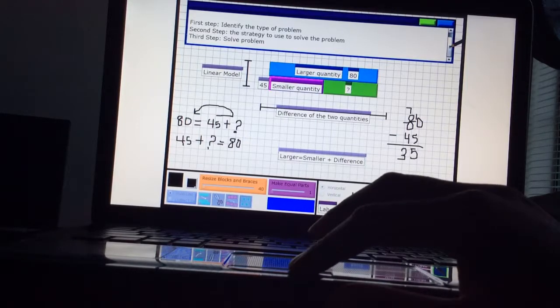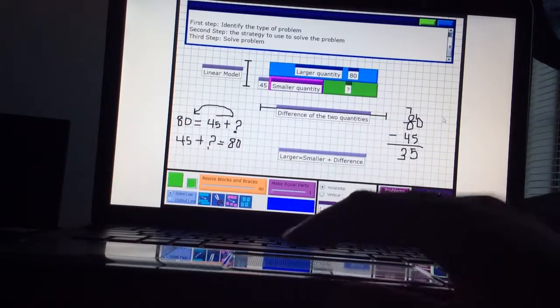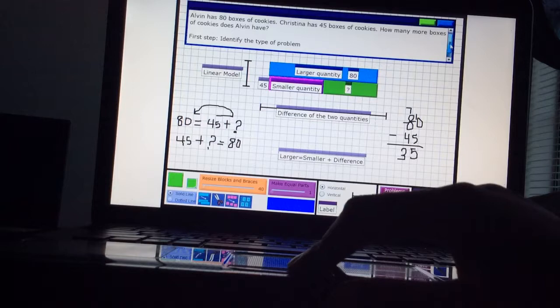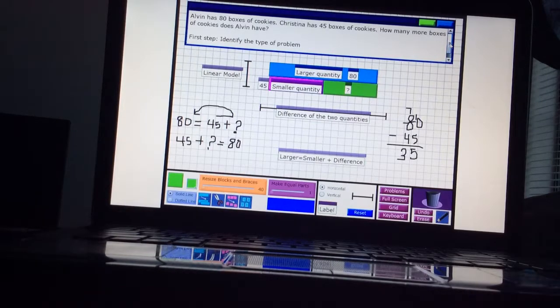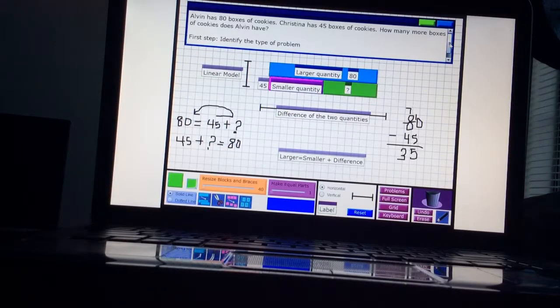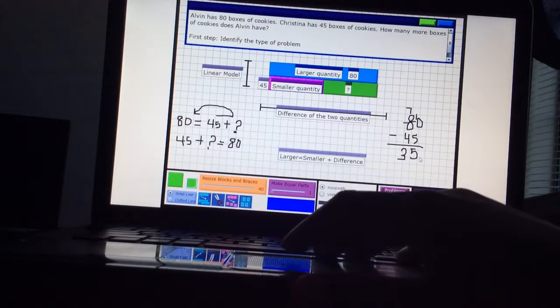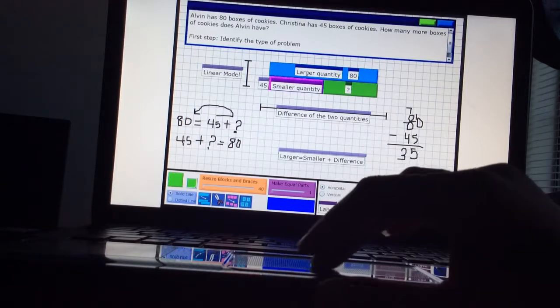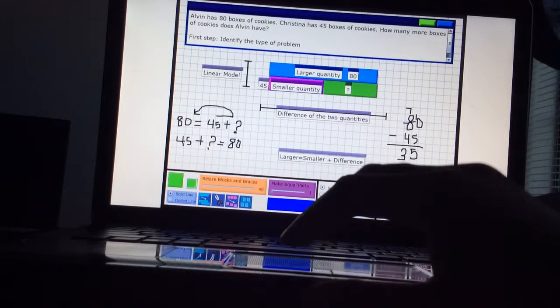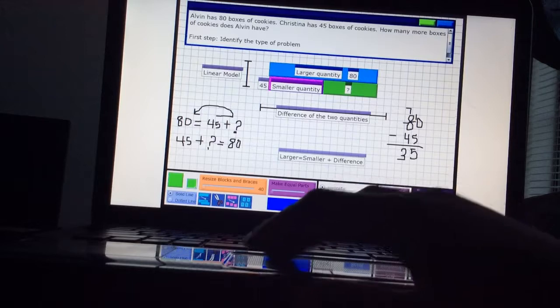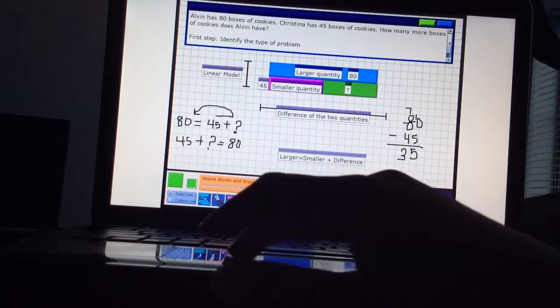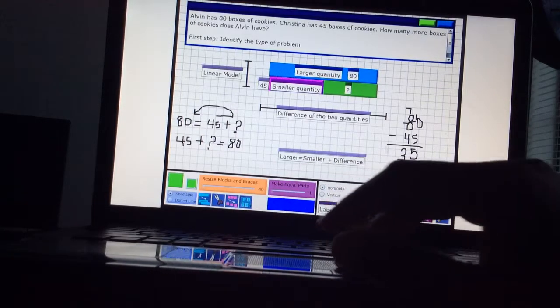Now let's go back to our word problem. It says, how many more boxes of cookies does Alvin have? So Alvin has 35 more boxes of cookies than Christina does. And that's how you solve this type of comparison problem.